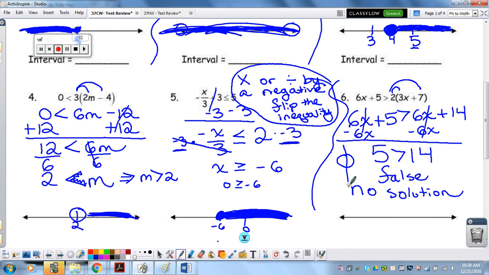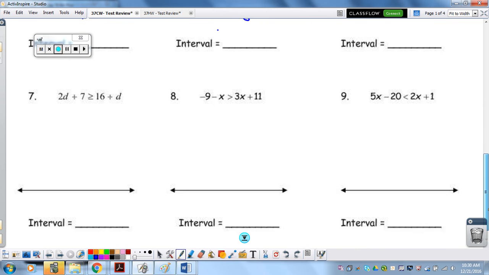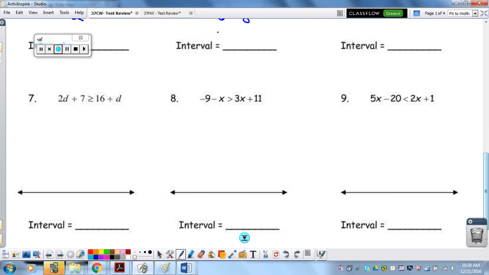Yes. All right, so now we can go on to question number 7. Where is it? There we go. Found it. Okay, question number 7. It says 2d plus 7 is greater than or equal to 16 plus d. So what we're going to do is move the letters over. I like to move it over to the left-hand side. So I see that it's a positive d, so I'm going to subtract because the opposite of positive is a negative.